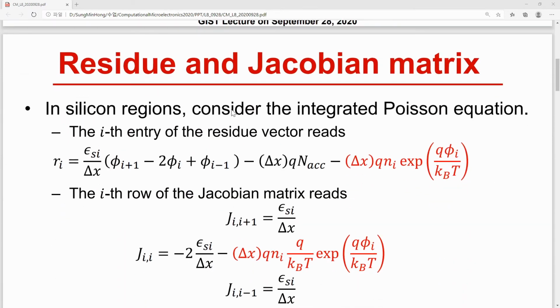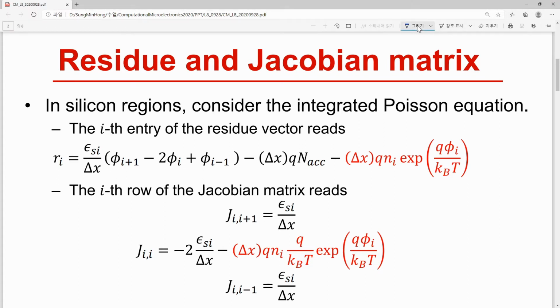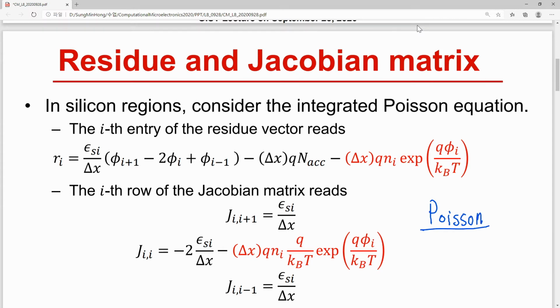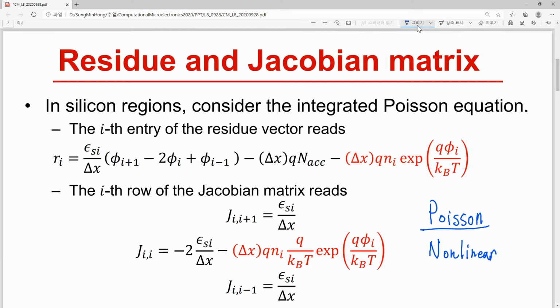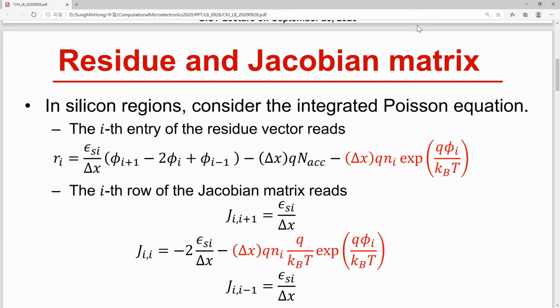Up to now, we have talked about the Poisson equation. And we have found that eventually we have to be able to solve nonlinear equations. And in the previous lecture, lecture 7, we did it. So we have applied our Newton-Raphson method to some small problems. And today we will apply it to the realistic problem, the Poisson equation.